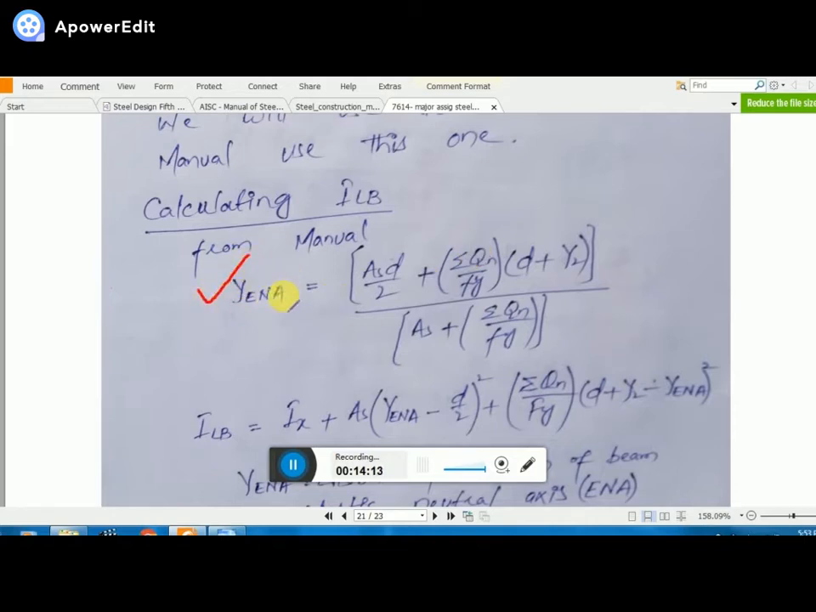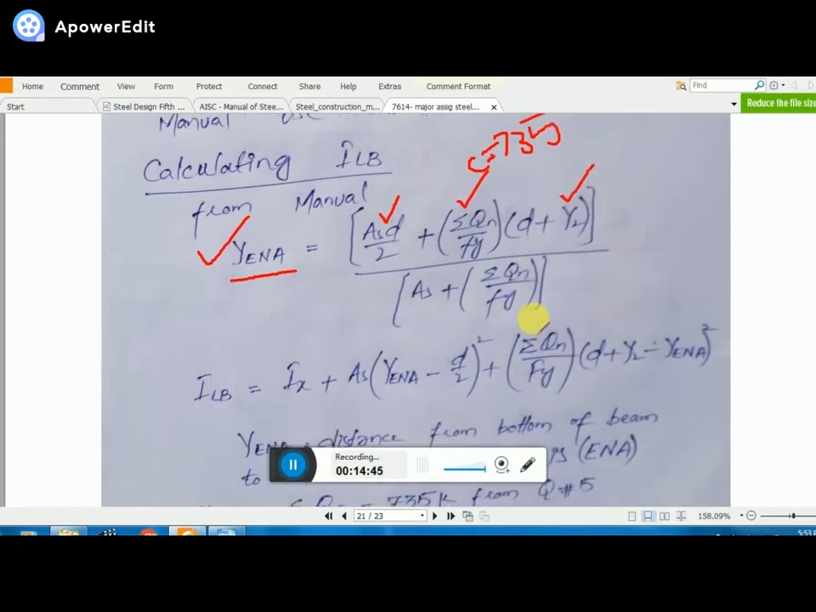This equation basically locates the centroidal axis or the elastic neutral axis of the composite section, and you see this AS, that is the gross area of steel, that is the whole depth of the section. Summation of Q, basically your C value, that is 735. Okay, and Fy, you are already familiar with these terms. Okay, there is Y2, I already showed you in the beginning of this lecture. Summation of Q is clear.